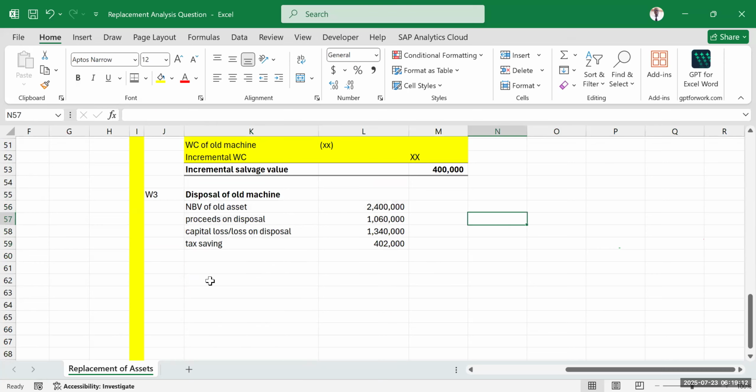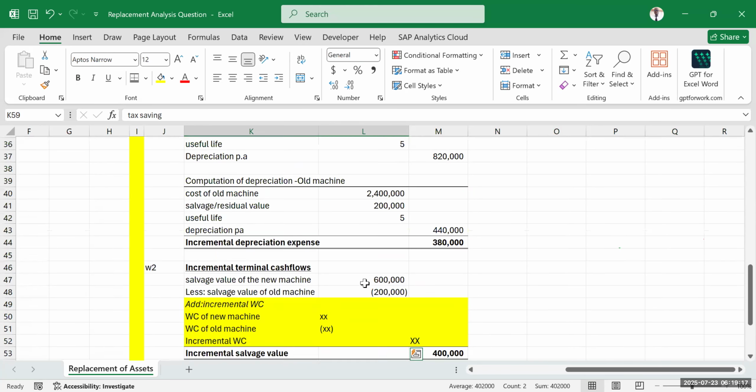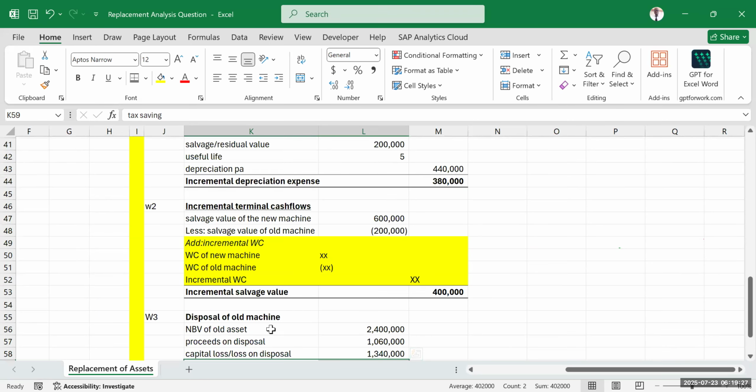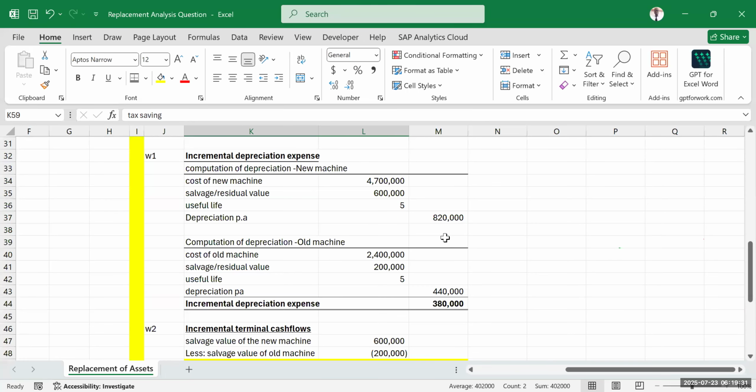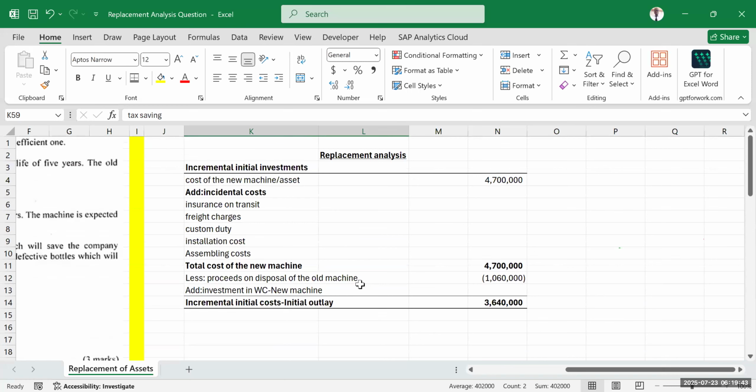In that sense, this tax saving will affect our incremental initial investments, because we are disposing of this machine at the start after we made that decision. So what happens is, in our computation of the amount that we are going to spend at the start, we call it here the incremental initial investments, because we are comparing the old and the new.